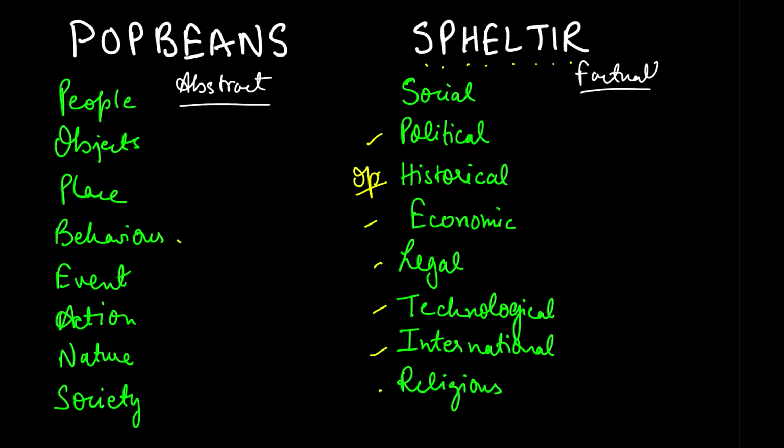Okay, for abstract topics, use POP BEANS, and for factual topics, use SP HELTER.